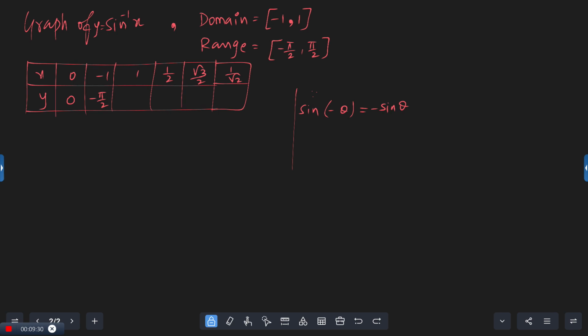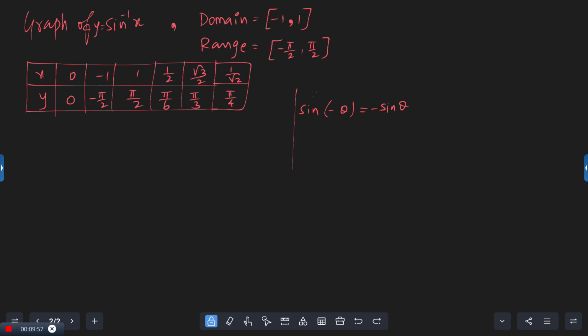For what angle will you get 1? 90 degree, meaning pi by 2. Here, for 1 by 2, for what angle will you get it? 30 degree. How do you write 30 degree? Pi by 6. Root 3 by 2 is 60 degree, that is pi by 3. 1 by root 2 is 45 degree, 45 means pi by 4.